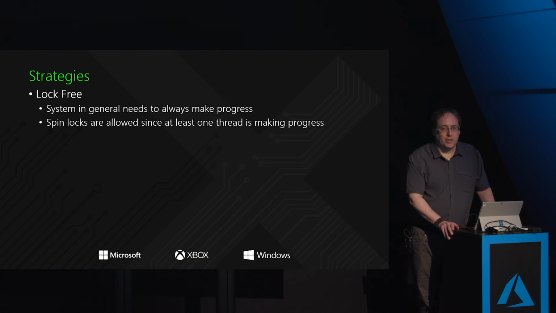There are several strategies or algorithms that help reduce contention between the threads. The first is what's called lock-free. Lock-free doesn't actually mean totally without locks. What it means is there's no possibility of a deadlock within the system.